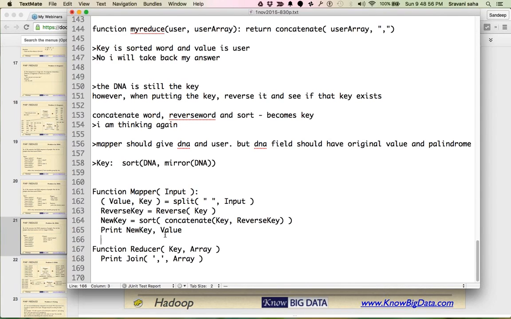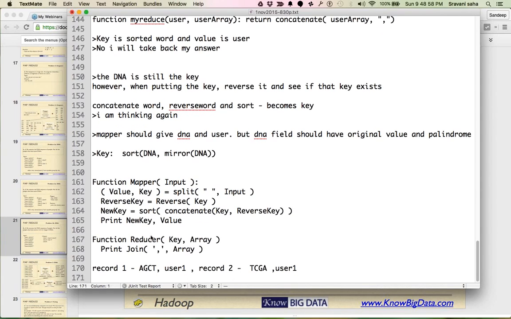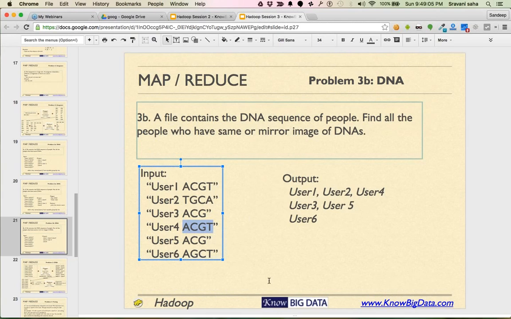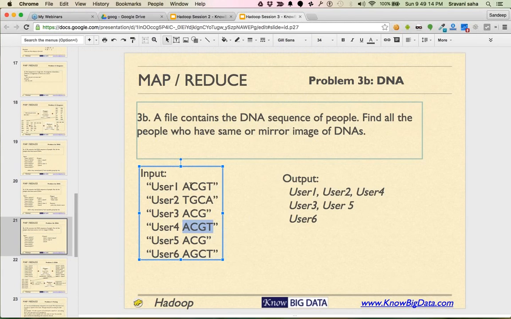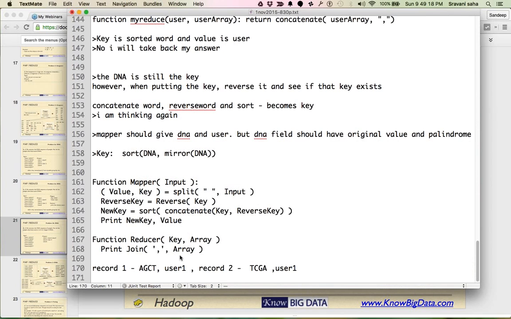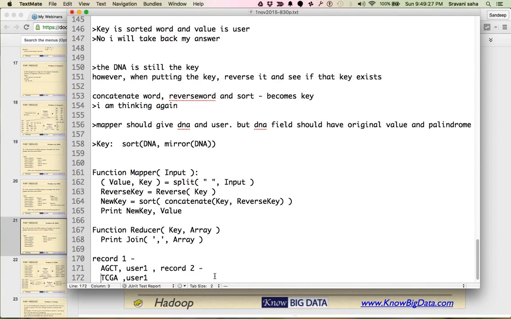Here is Ganpati's answer. Record 1 is ACGT user 1, record 2 is TGCA user 1. ACGT, or user 2, did you mean to say user 2? Okay, this one is generating two records, are you saying that? Is this generating two records? This one and this one?